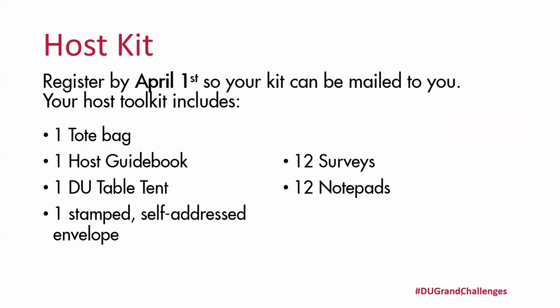As a table host, you'll receive a kit that includes a tote bag for you to keep, one guidebook, which contains all of the information in this training video, a DU table tent that you can put up so it's easy for participants to spot you, a stamped self-addressed envelope that you will use to mail back completed surveys, 12 surveys, and 12 notepads that you can provide to participants. Kits will be mailed to you unless you prefer to pick them up.